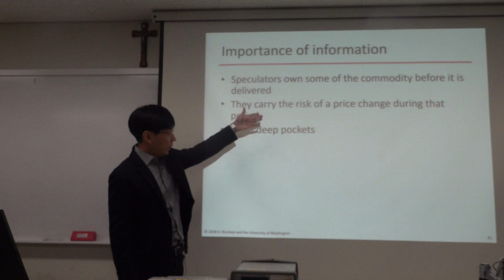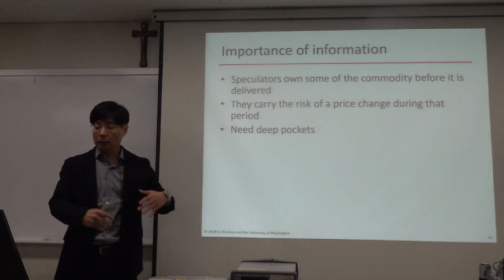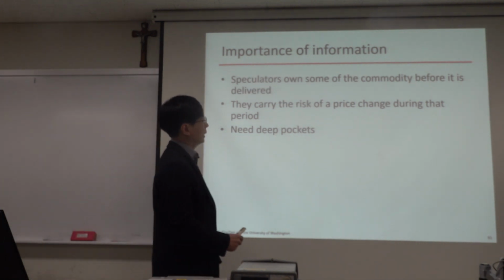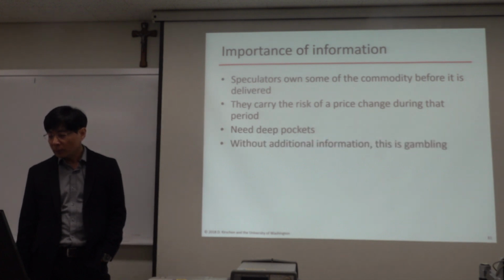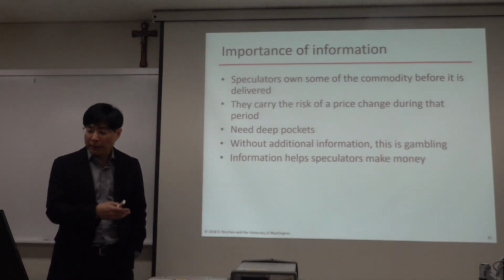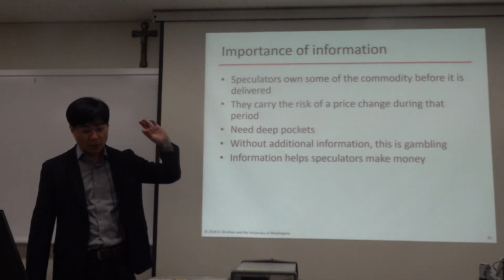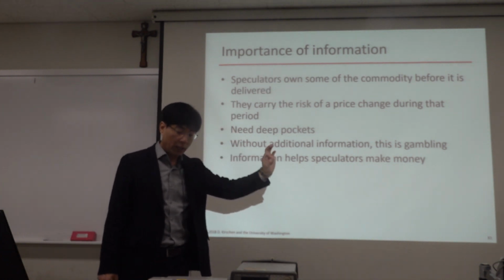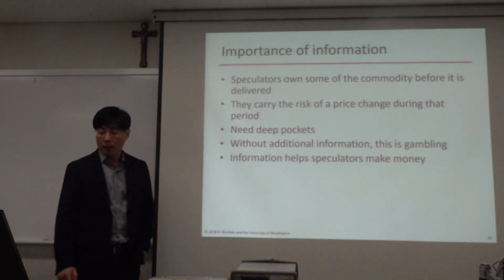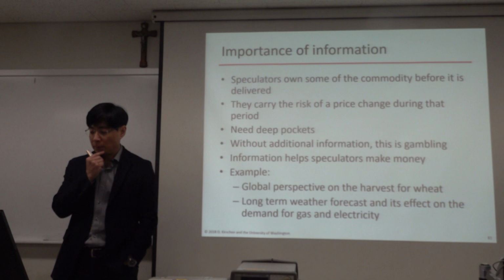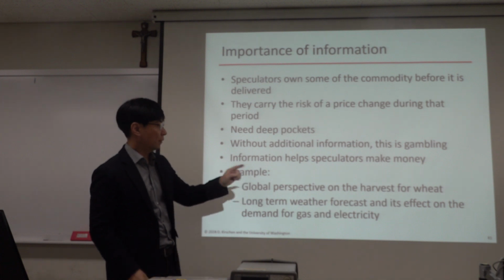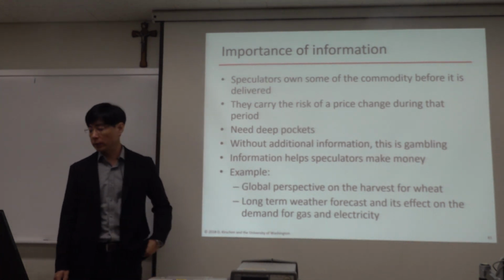And because they have this risk, that means they need to have deep pockets. Deep pockets means they have a lot of money to withstand the uncertainty. So without additional information, it looks like gambling. But the speculators always monitor the price change and the news in the world, how the weather would be, etc. So those examples are global perspective on the harvest for wheat, or long-term weather forecast and its effect on the demand for gas and electricity, etc.